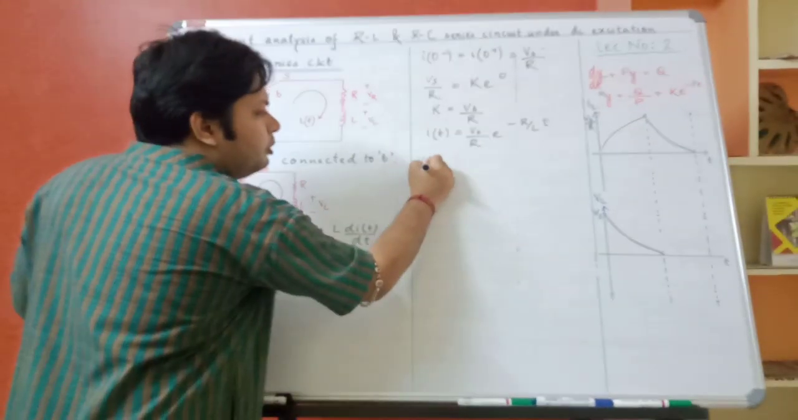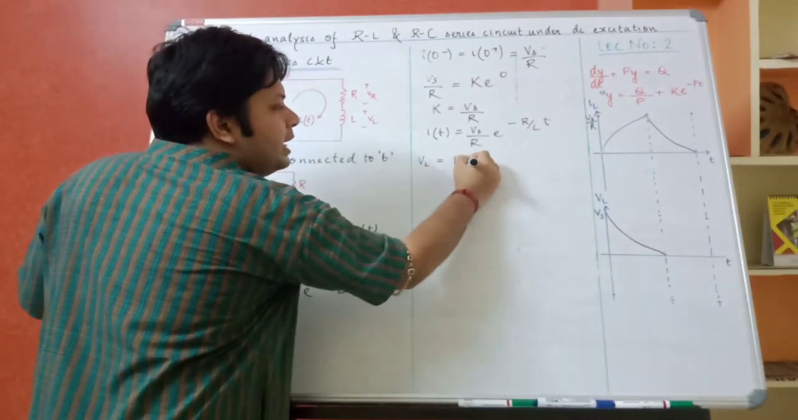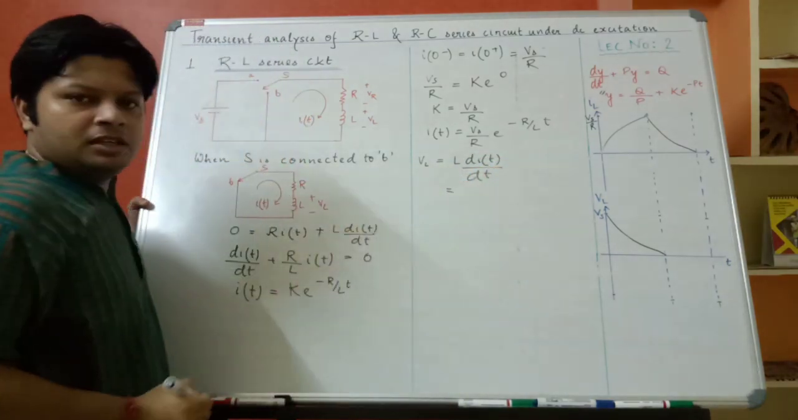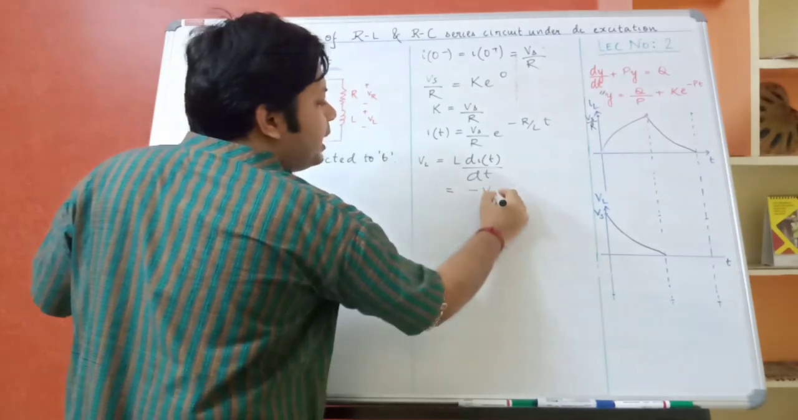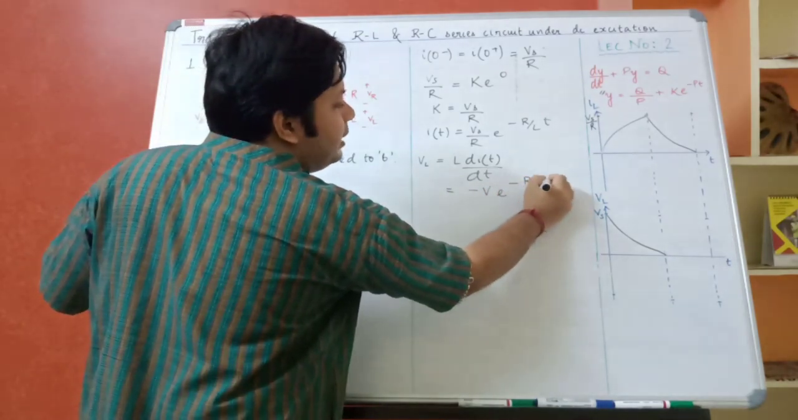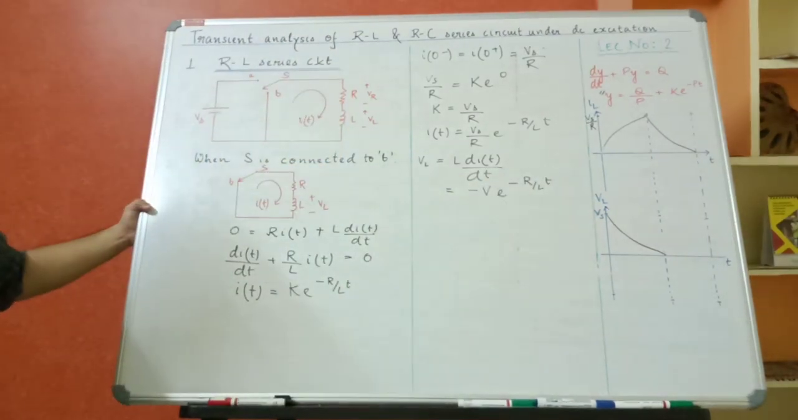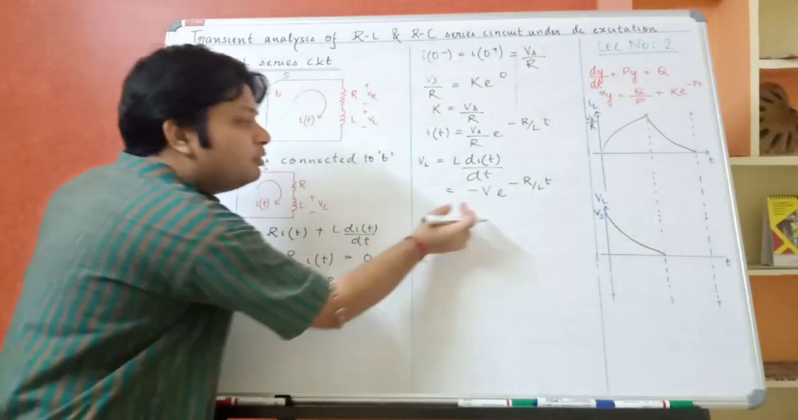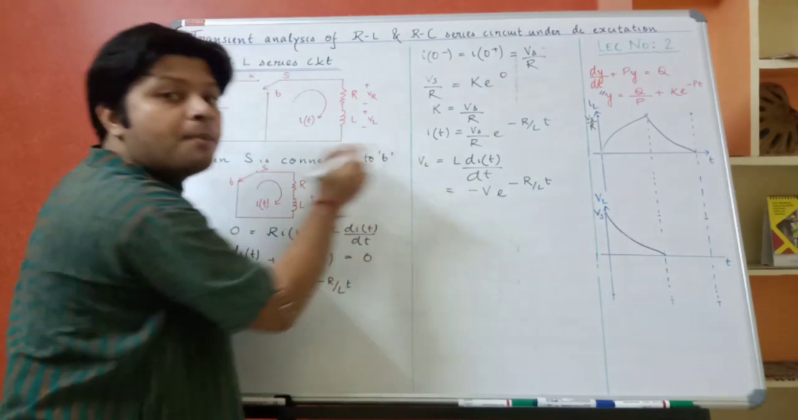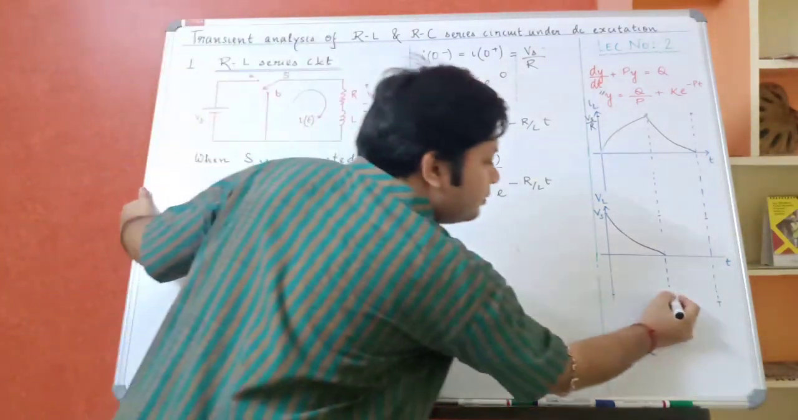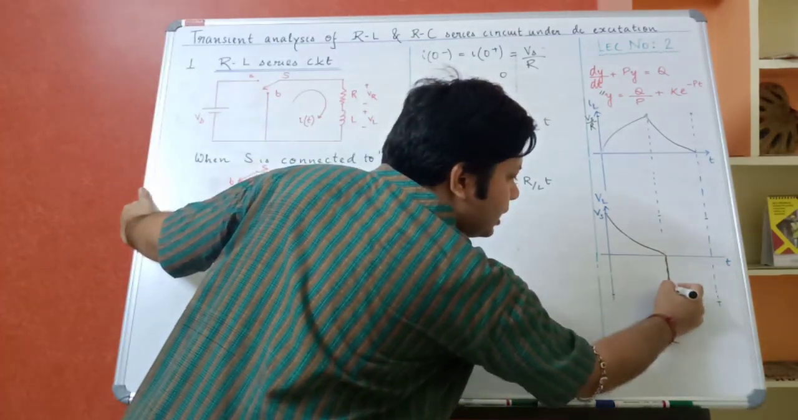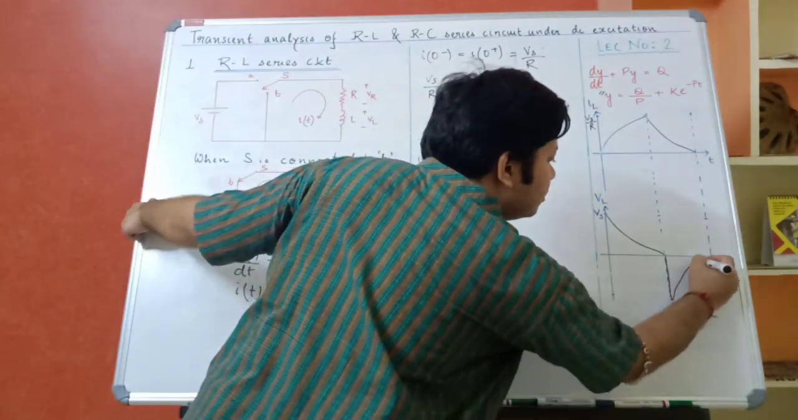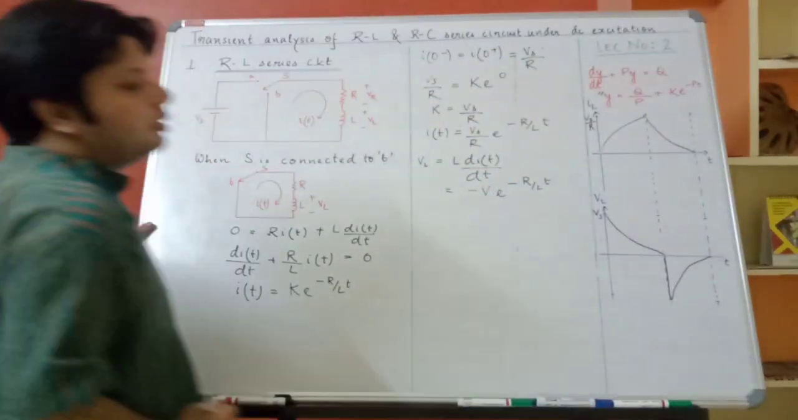Next, VL. What will be VL? It is equal to L di_L by dt. Again, you can do the differentiation. You will get minus Vs e to the power minus R by L t. Now again it is an exponentially decreasing curve, but from which value? The maximum value will be minus Vs. So it's starting from minus Vs and exponentially decreasing to 0.